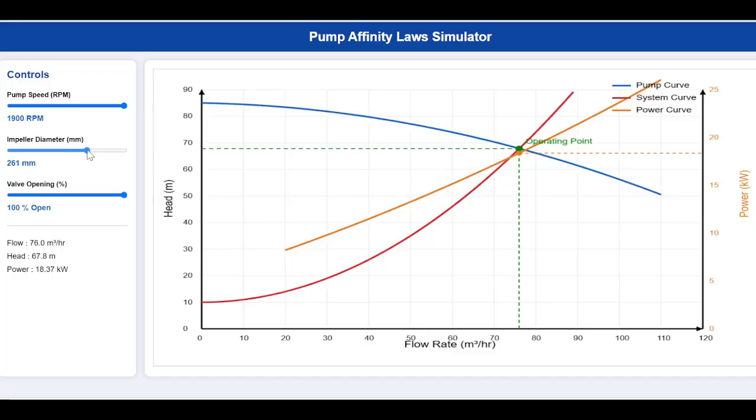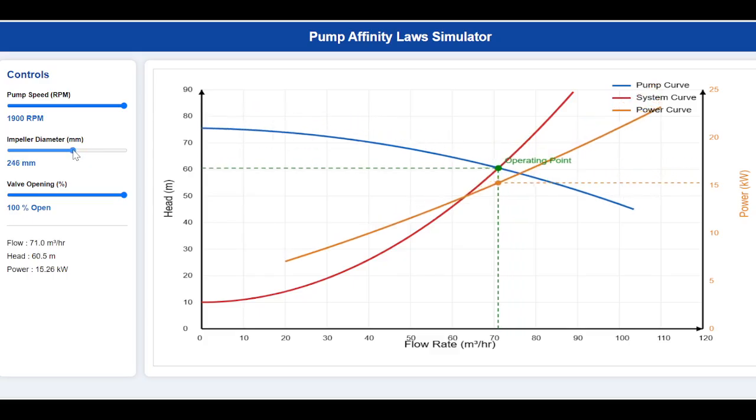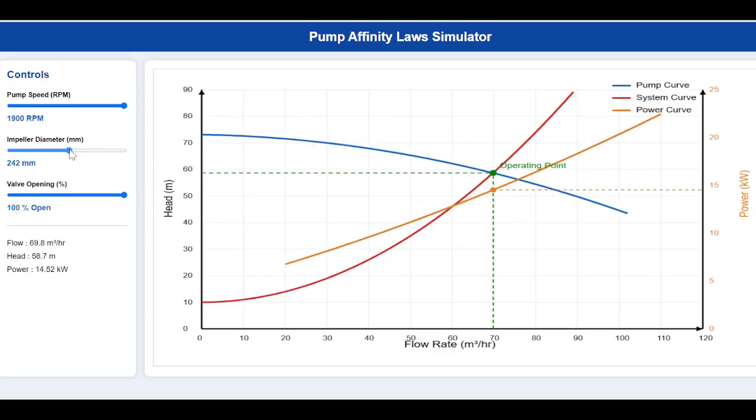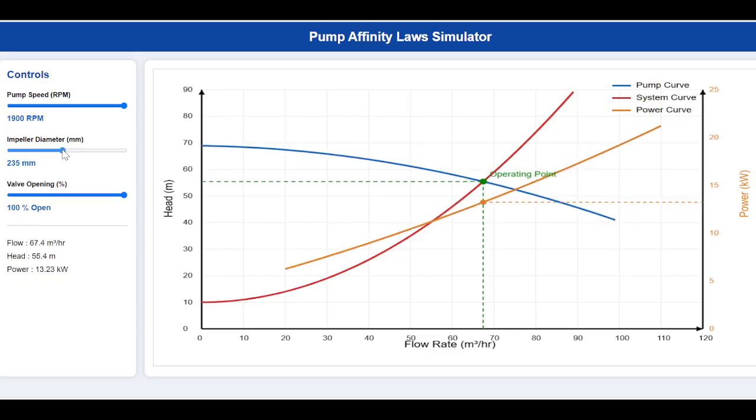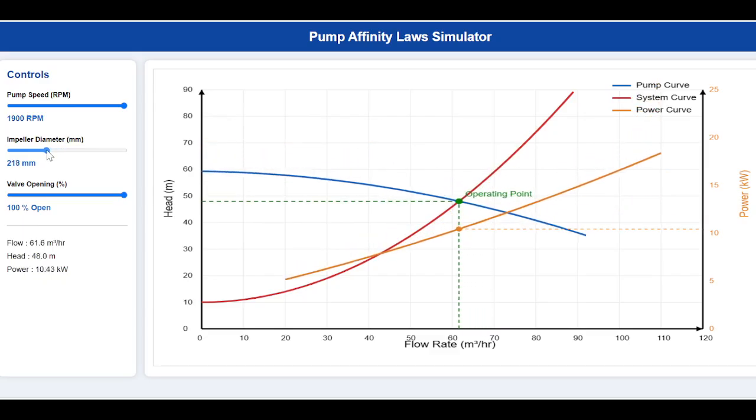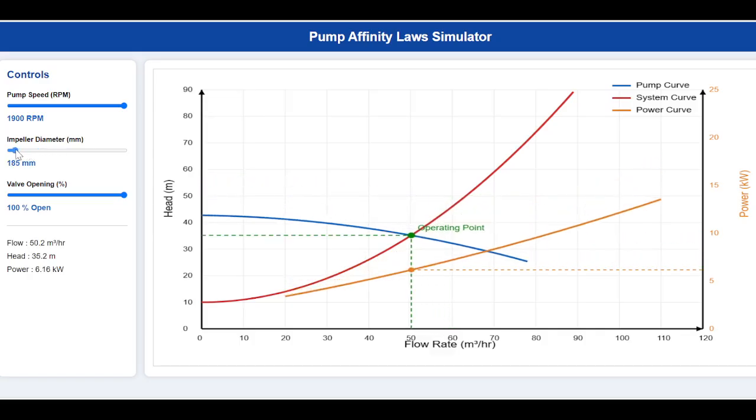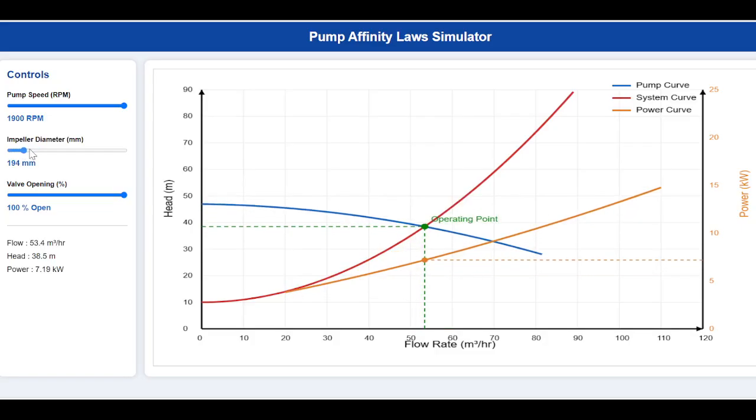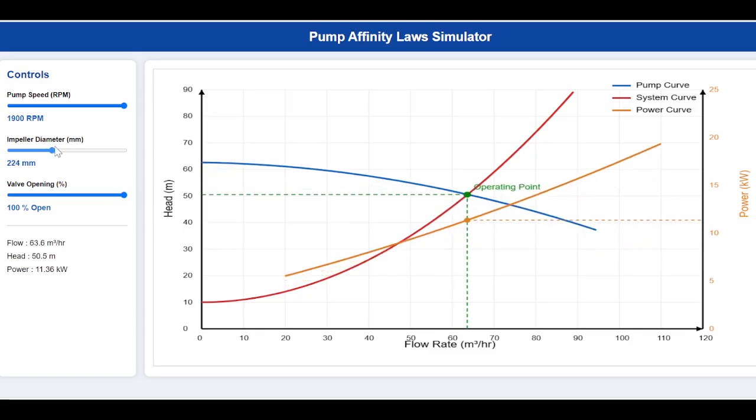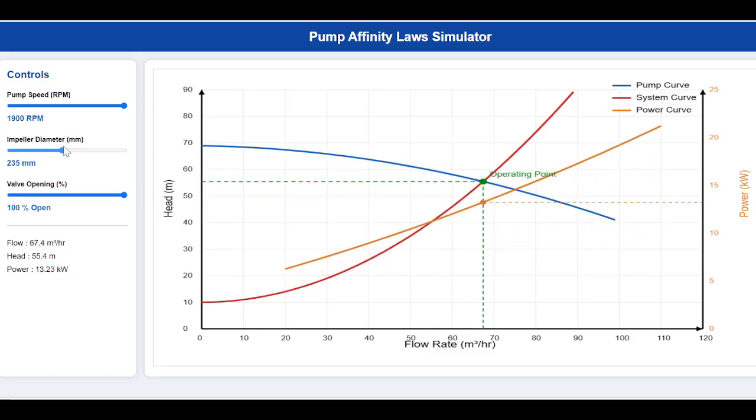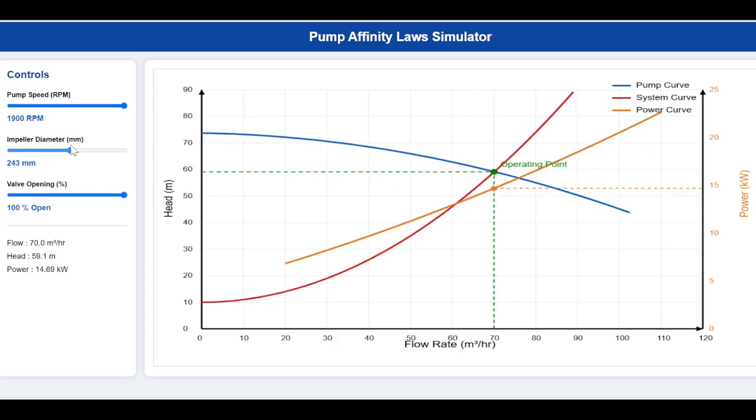At the same time, observe the power curve. It also moves upward, indicating that the pump now requires more power from the motor. Now, pay attention to the operating point. Since the pump curve has shifted, the intersection with the system curve also changes. As a result, the pump operates at a higher flow rate and higher head than before.